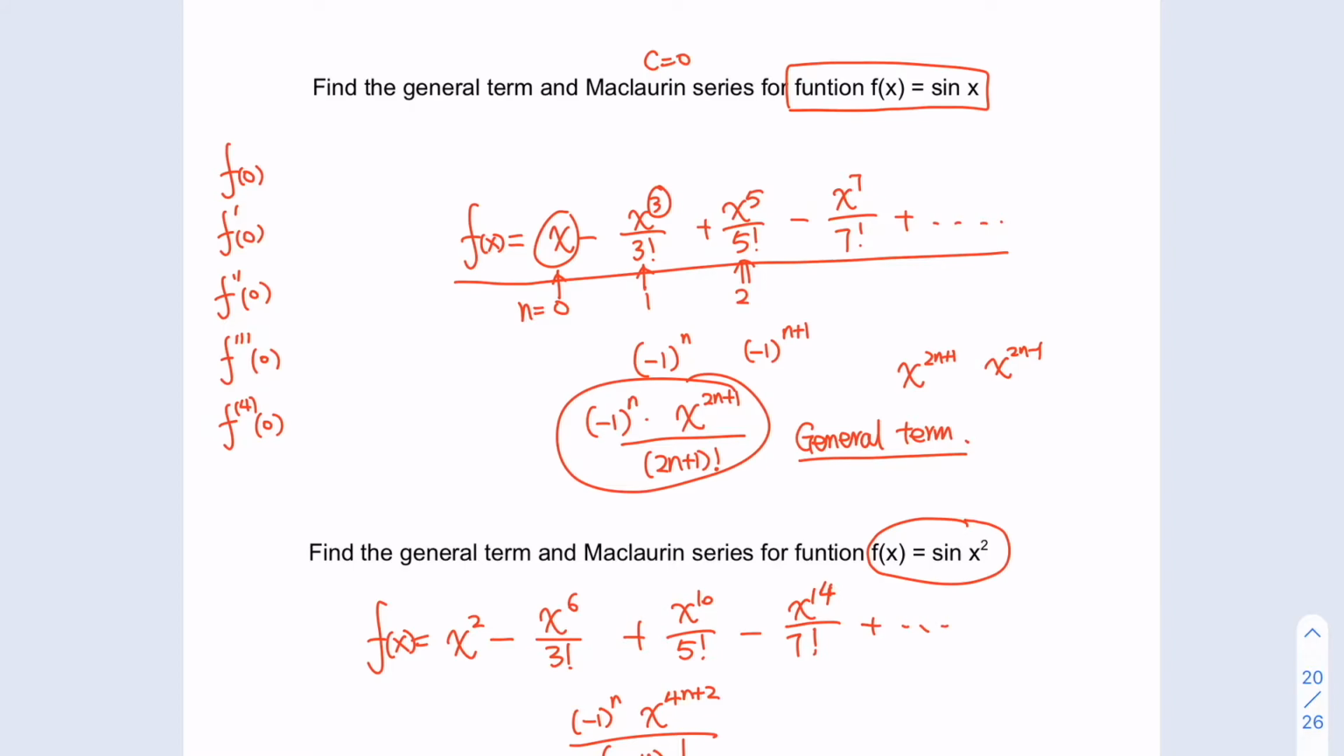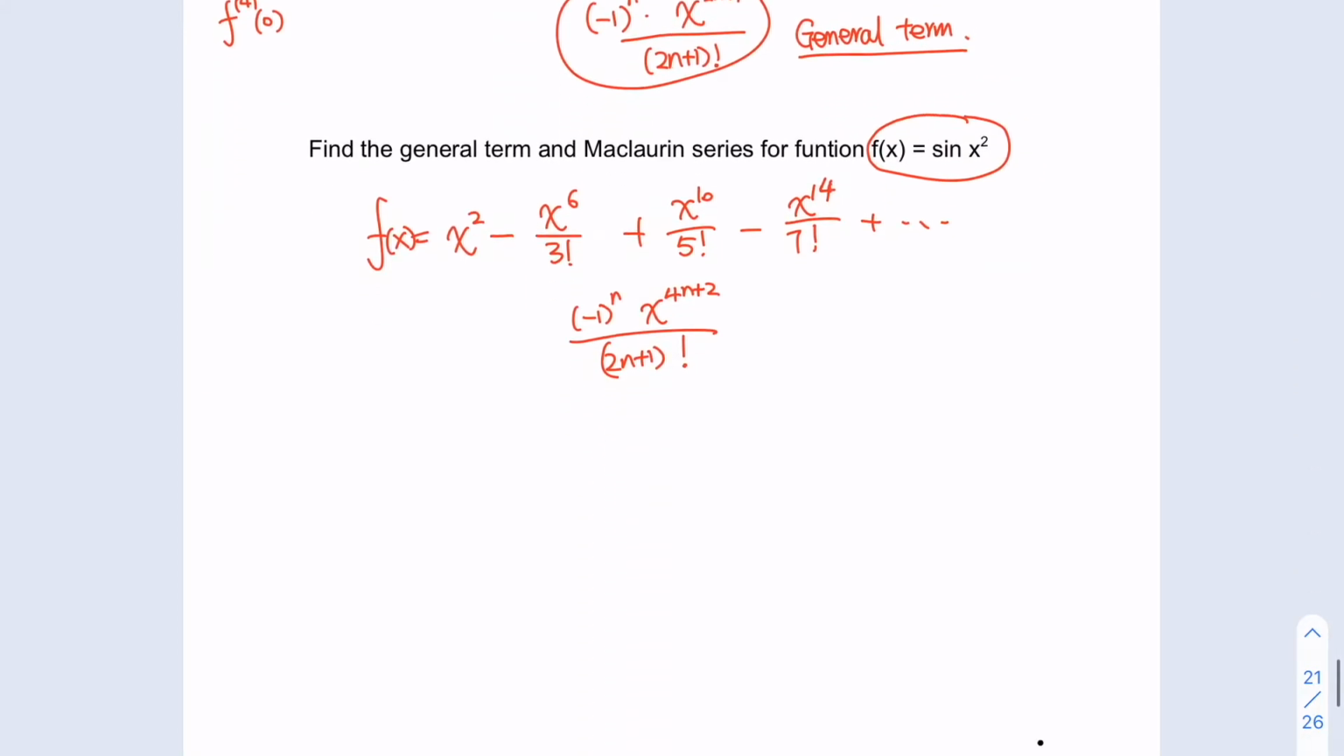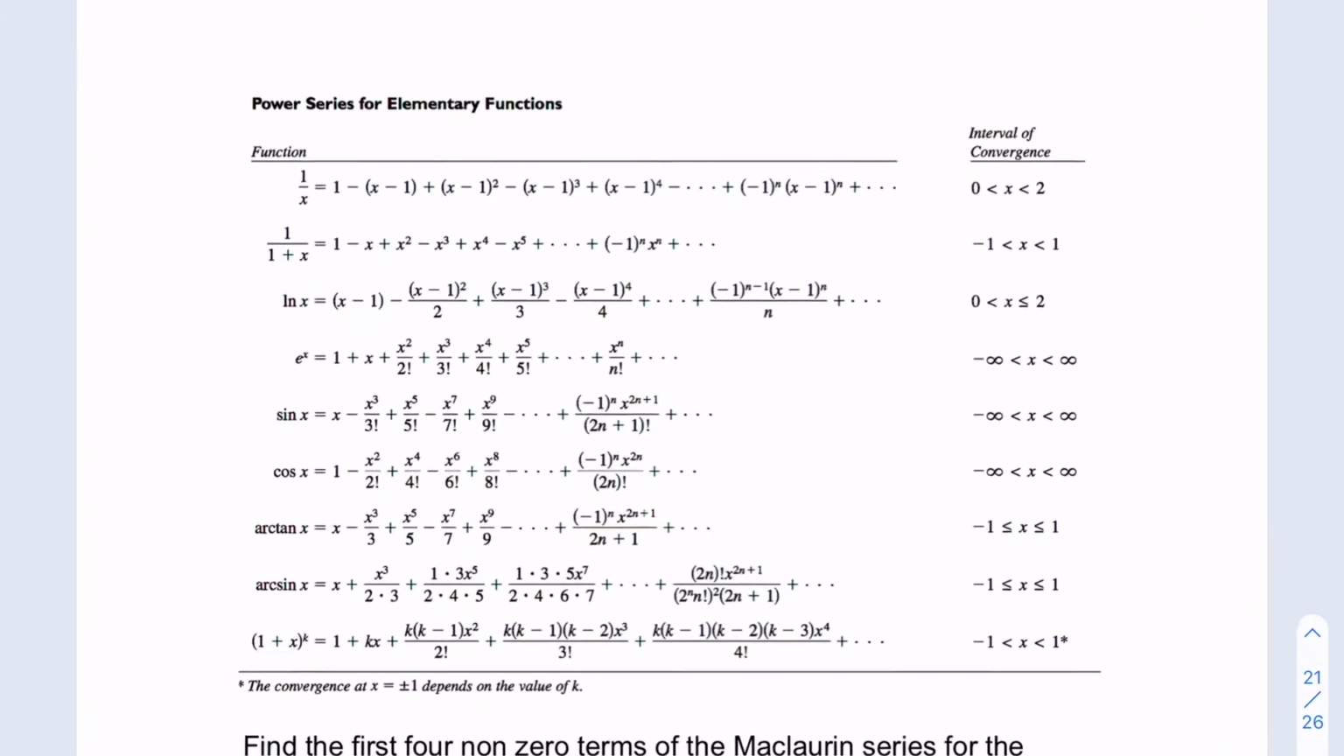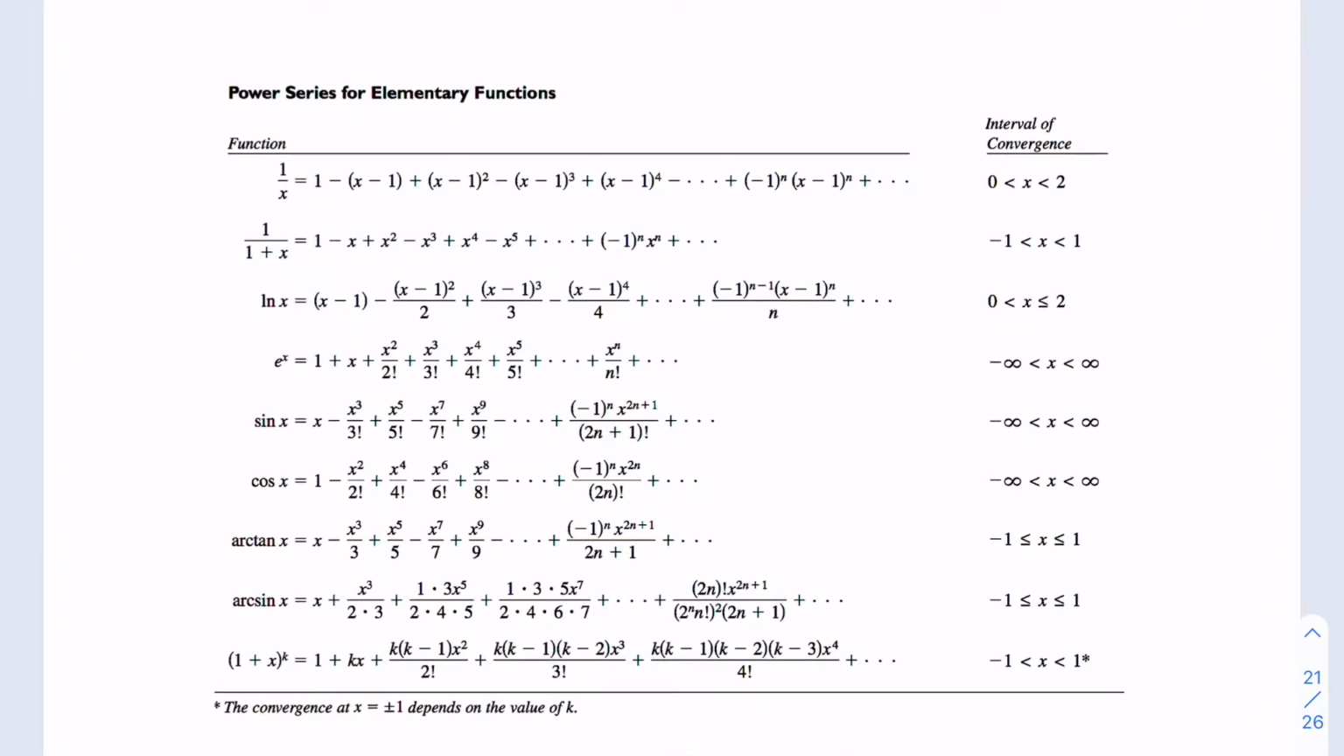Next page, we are going to go over some very important functions. So let's have a look at this table. In the future, we can use these formulas directly. We don't have to derive them. So first one, 1 over 1 plus x. The first term is 1, common ratio negative x. So the general term is negative 1 to the n times x to the n.